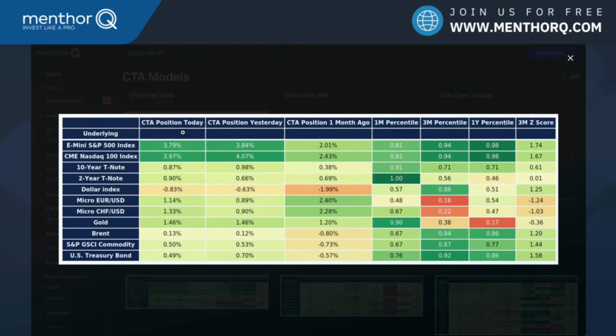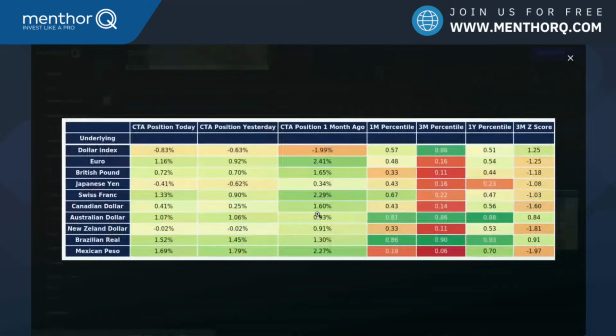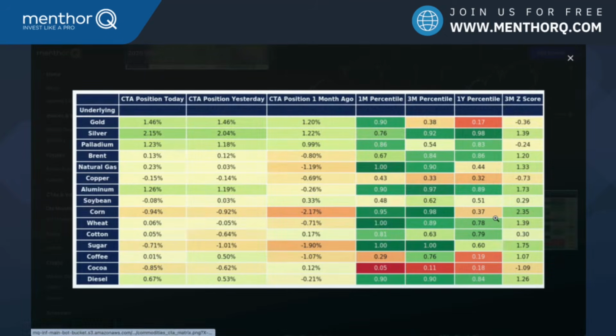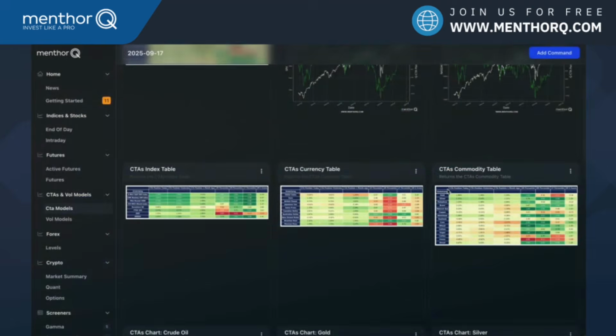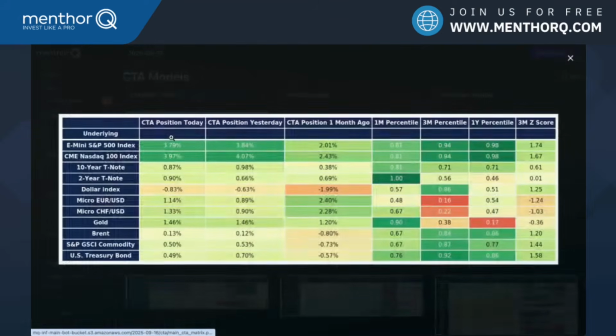So we cover different types of futures contracts. We have our indices, bonds, currencies, and then you have your currency tables. So for those who are trading Forex, you can also look at CTAs on Forex or commodities and so on. And then you have the chart. So how can you read this data, right? Let's go into the main table.